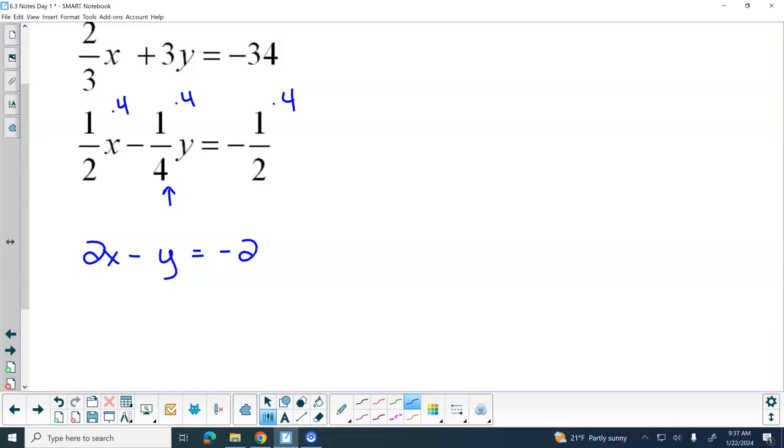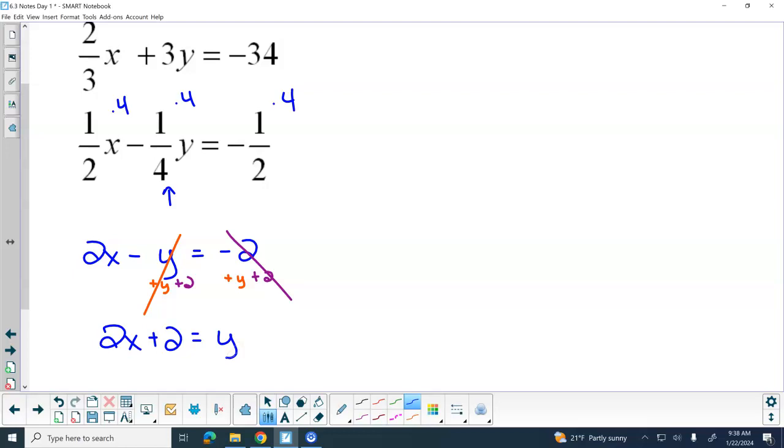And now I can add y to both sides, while at the same time adding 2 to both sides. The adding of the y cancels there. Adding of the 2 cancels there. And that leaves me with 2x plus 2 equals 1. Okay? For the easy one.